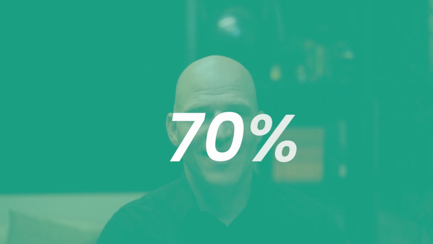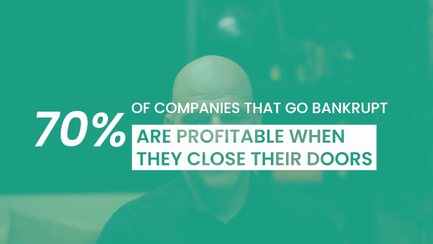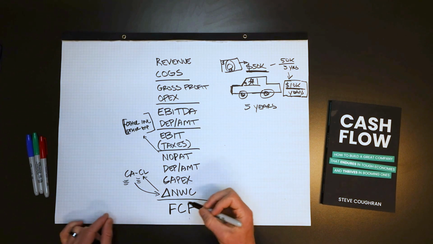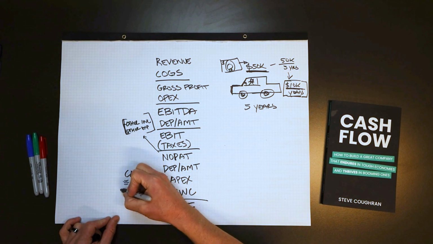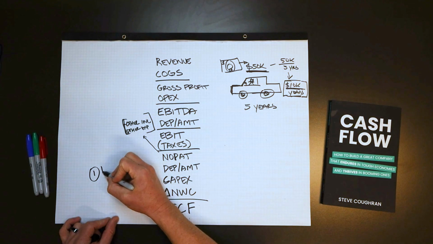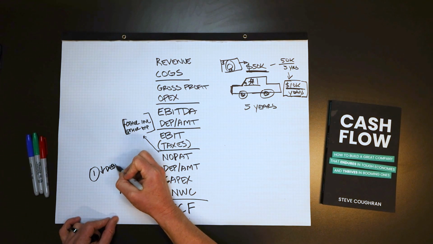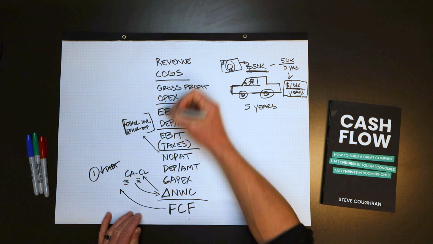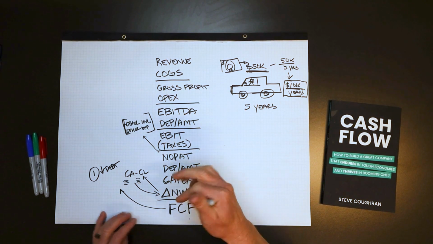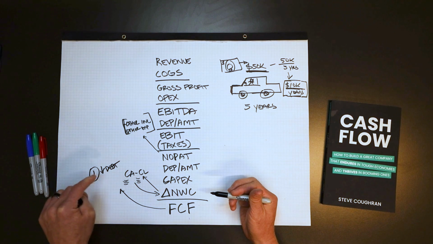Now, free cash flow is what makes a business work. Did you know that 70% of companies that go bankrupt, they're actually profitable when they close their doors? All right, don't believe me, I'm going to show you here in just a minute. But really, free cash flow is the lifeblood of the business because it does three things. Number one, it allows the company to pay down debt, right? So it's all the cash after everything, after all the expenses, all the CapEx, working capital is accounted for. So you have some cash left over, you can pay down debt.